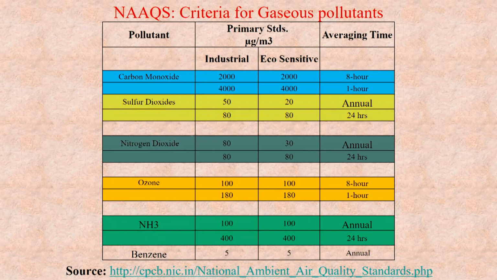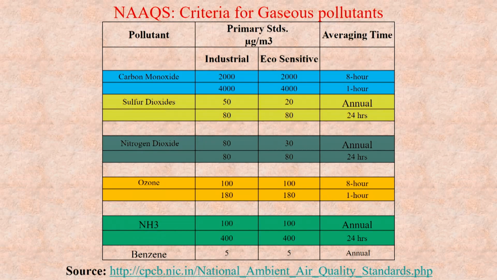So carbon monoxide in industrial areas should be 2000 microgram per cubic meter. For eco-sensitive areas it is the same, for 8 hours. There is another very important concept, that averaging time is also very important. I will come back to why the averaging time is important. The 8-hour average concentration should not exceed 2000 microgram per cubic meter in industrial and eco-sensitive regions, and the 1-hour concentration should not exceed 4000 in both. Similarly, you have values for sulfur oxides.